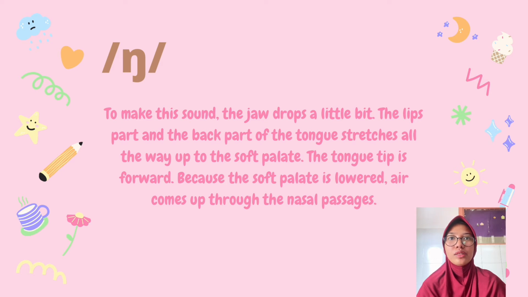To make this sound, the jaw drops a little bit. The lips part and the back part of the tongue stretches all the way up to the soft palate. The tongue tip is forward. Because the soft palate is lower, air comes up through the nasal passage. Example: bring, finger, drum.